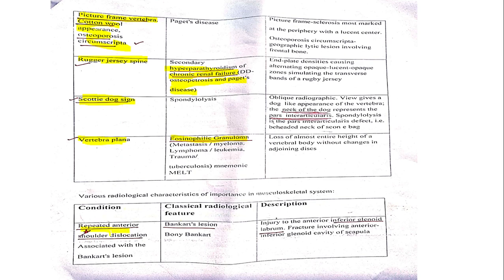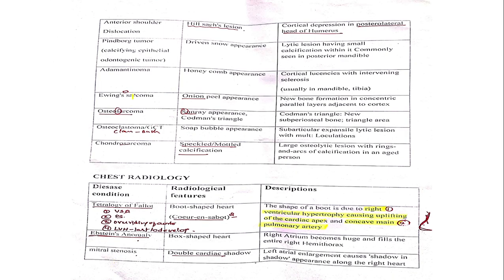Repeated anterior shoulder dislocation is associated with Bankard's lesion. Anterior shoulder dislocation is also associated with Hill-Sachs lesion. In this, there is a conical depression in the posterolateral head of humerus.